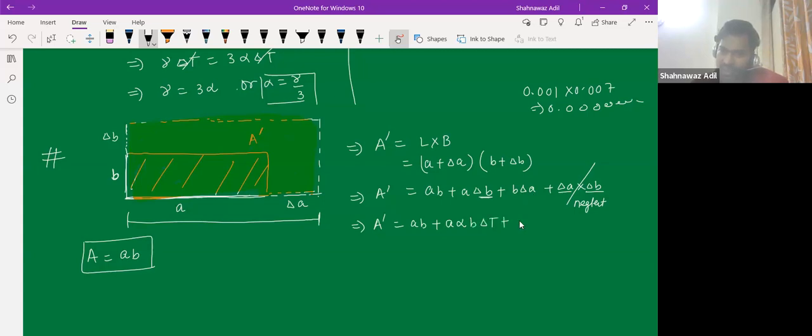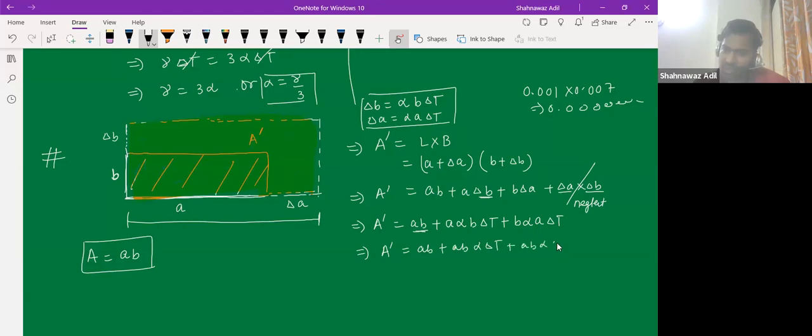Similarly, change in A, that would be alpha A delta T. Is this part clear? Because delta B is linear expansion, right? Yes, sir. This is alpha B delta T, delta A is alpha A delta T. So these are the two things. And then this would be AB plus AB alpha delta T plus AB alpha delta T.